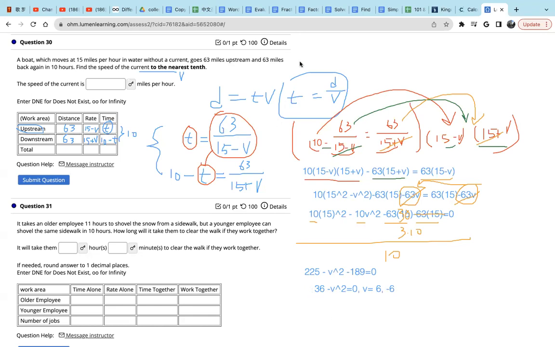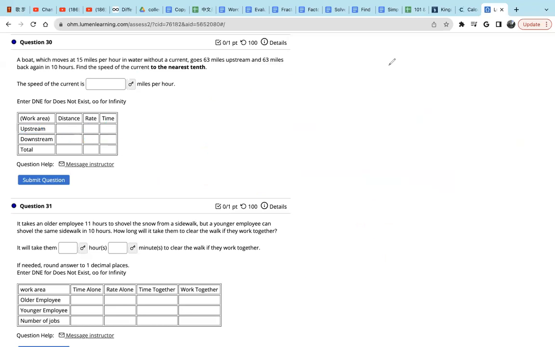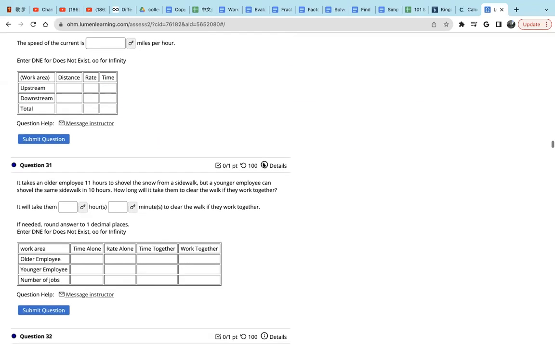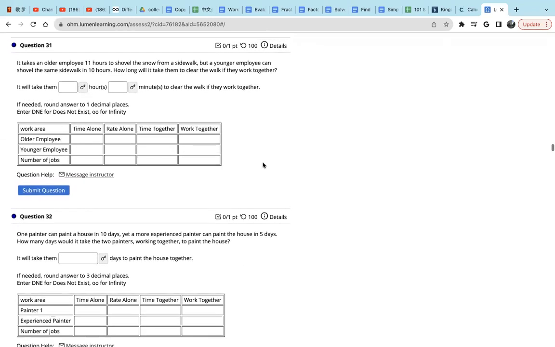Well, we don't measure speed negatively, right? We want to measure the least speed as 0. So we just reject this value. So the current speed is 6. That's for 30. Now let's see 31. 31 is very similar.